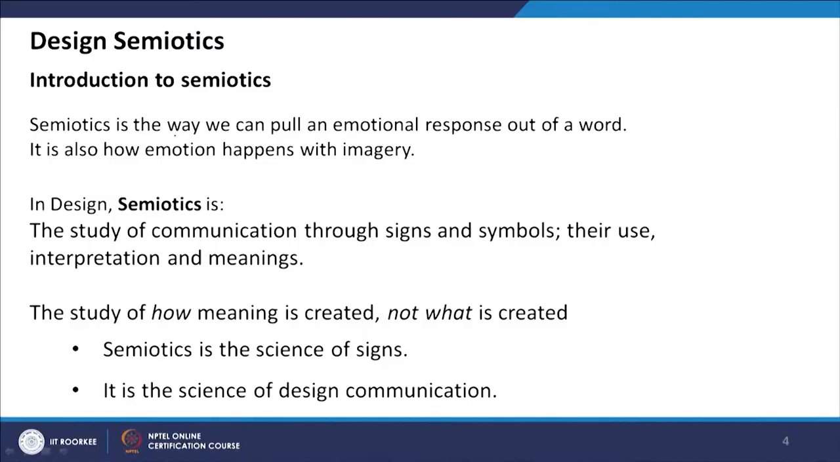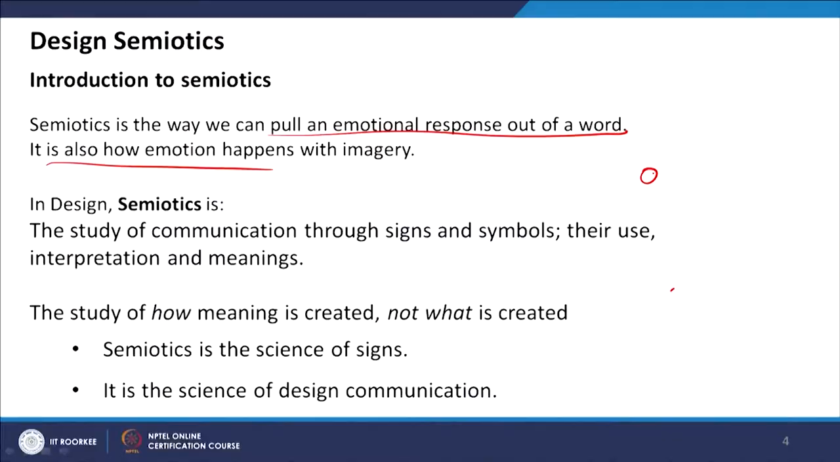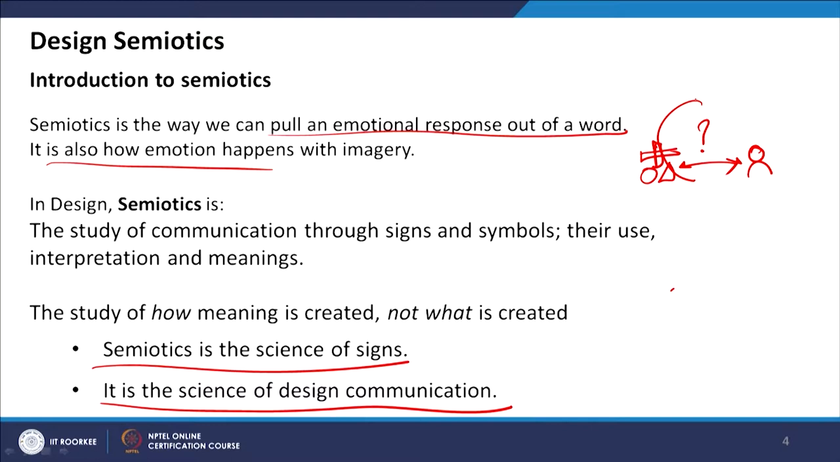So what is semiotics? Semiotics is the way we can pull an emotional response out of the world, and it also helps explain how emotion happens in imagery. After looking at the imagery, what kind of emotions and what kind of perceived interpretation can happen within the user. So there are different design elements, and how people react to them is the main thing of icons and semiotics. Semiotics is the science of signs, and it is the science of design communication. This is where semiotics plays a role, between the design and the user's perception. What is going on there is what semiotics talks about.